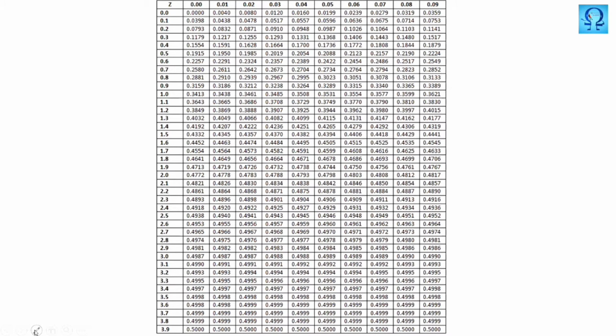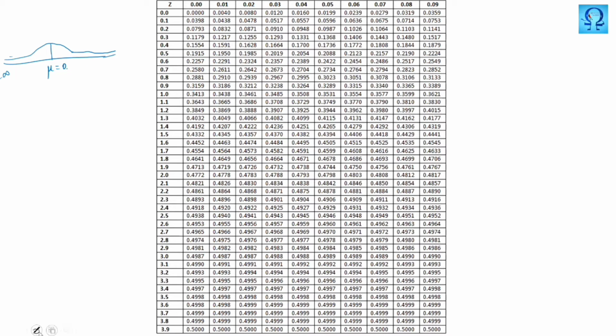Suppose the graph would be somewhat like this, and it has mean 0, so it is symmetric about 0. As it goes, it gets closer to 0 but never touches it. Here, if you see this table, it is a one-sided table. From here only they are starting. They are not considering from minus infinity to this point. From 0 only they are starting, so from 0 till some point.